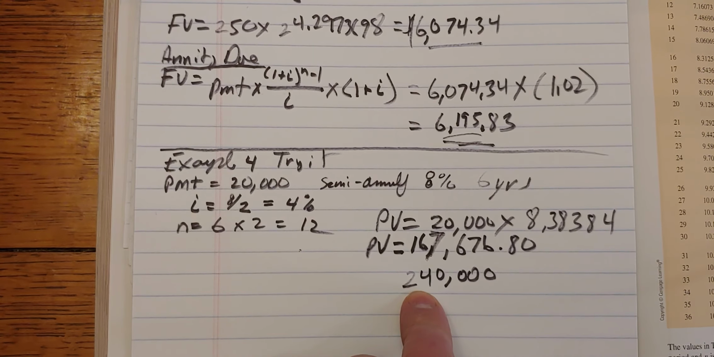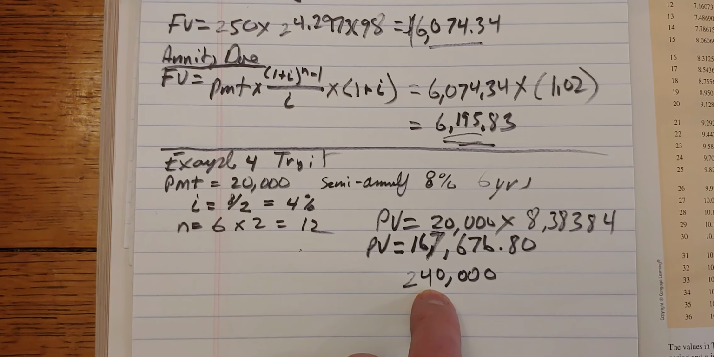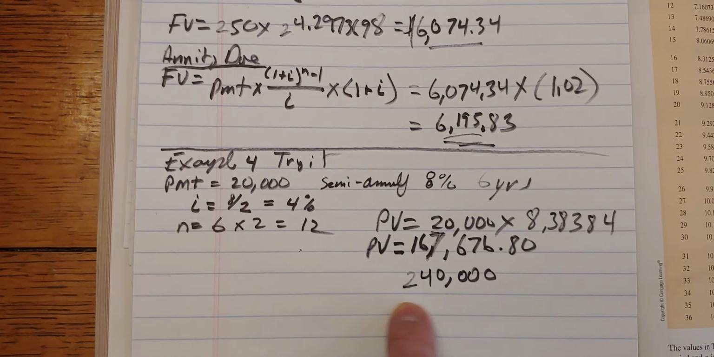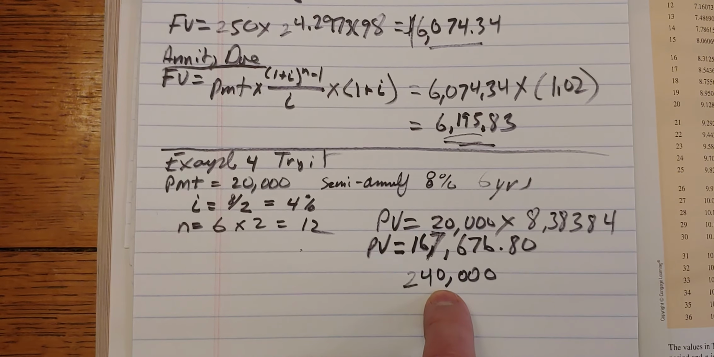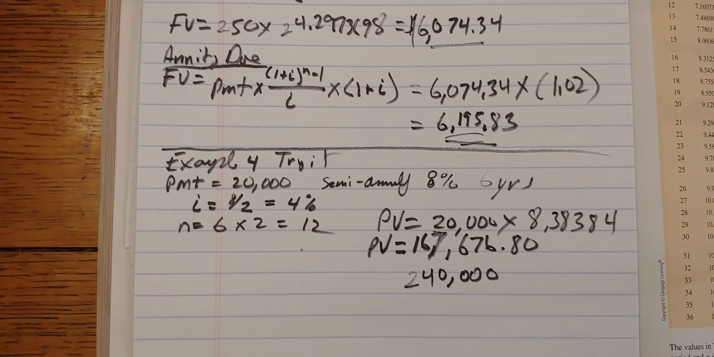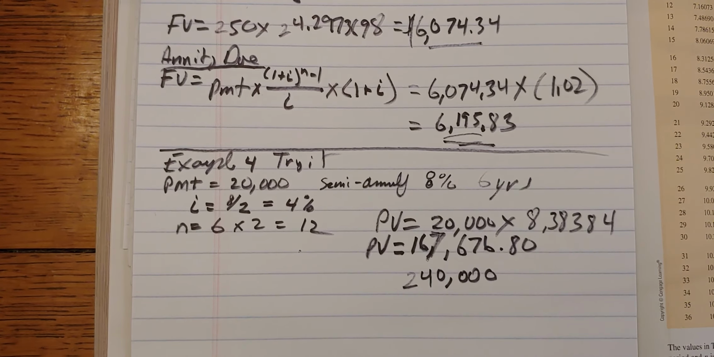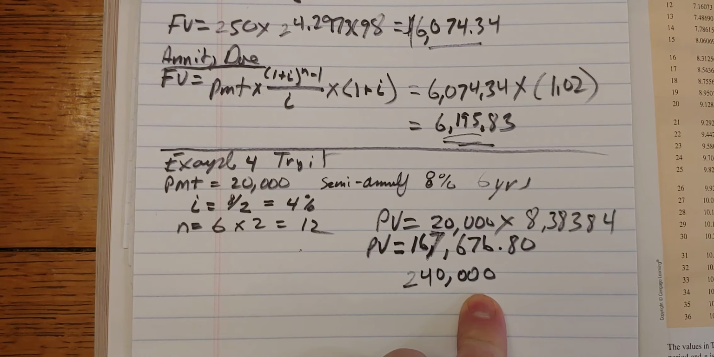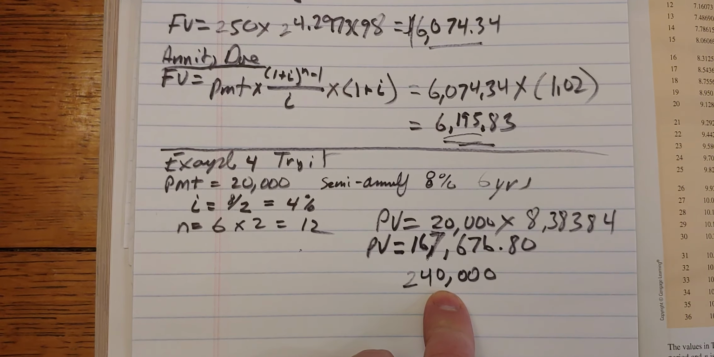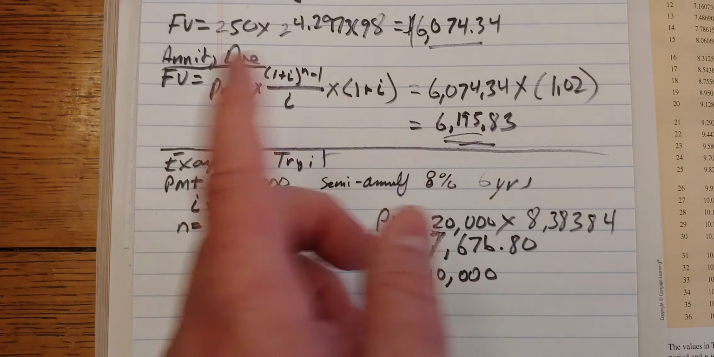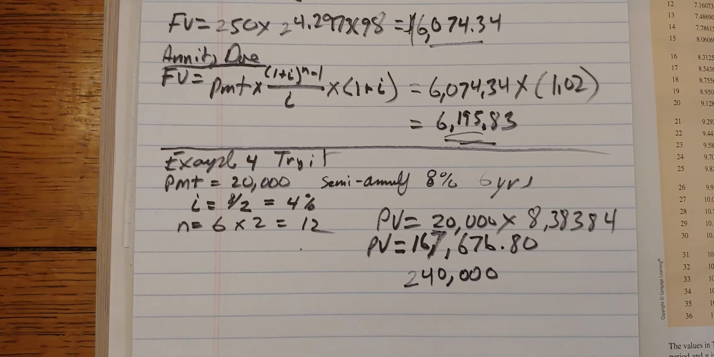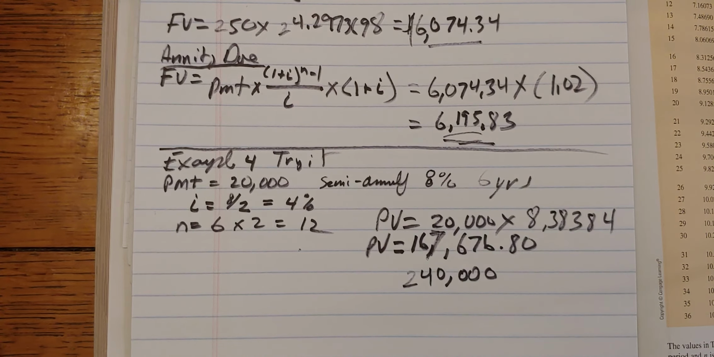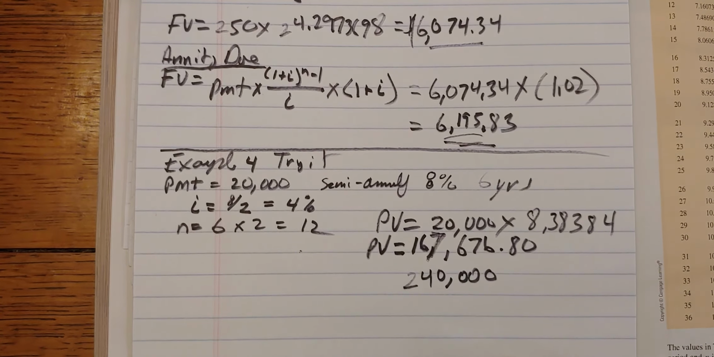So if we subtract that out, that's about $73,000 that they'll earn in interest by doing it this way. So that's pretty good. Over 6 years, they saved themselves $73,000 by creating this present value annuity for a future value of $240,000. So again, this is a great savings vehicle if you're able to do this.